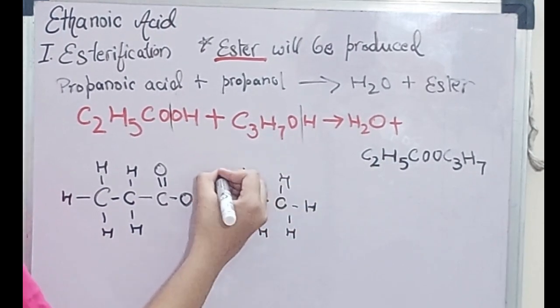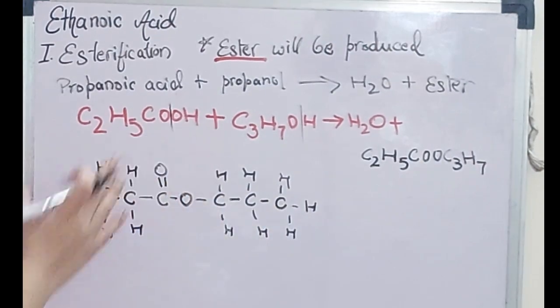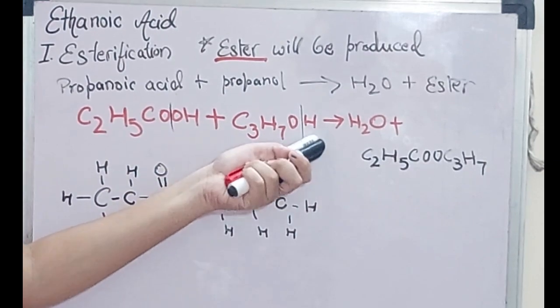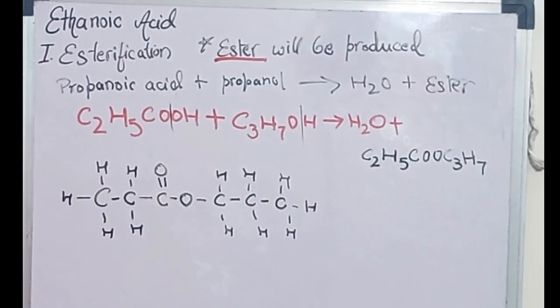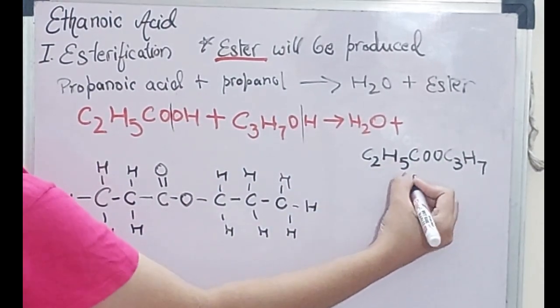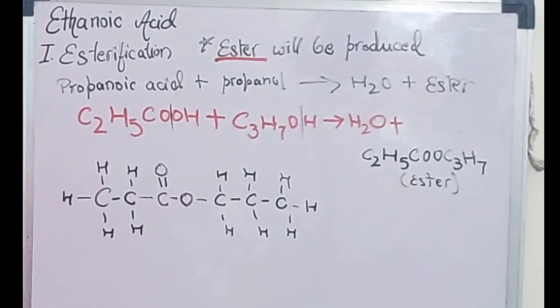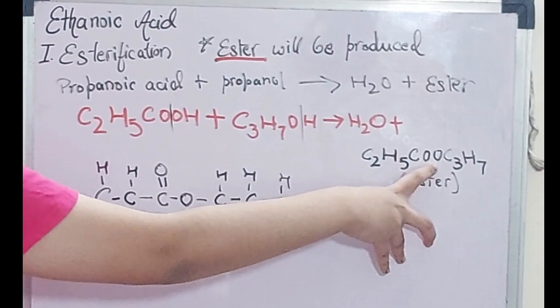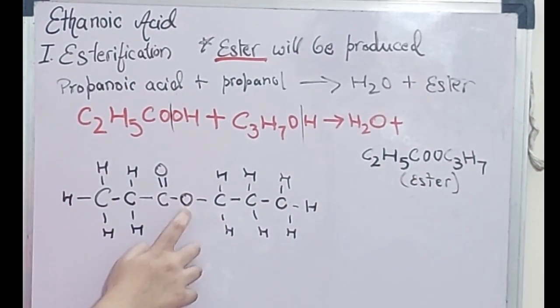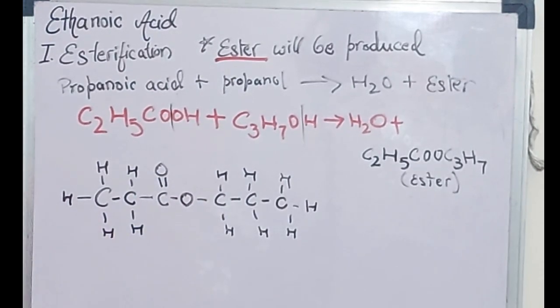What I did was simple, right? First, propanoic acid में से I removed OH, then from propanol I removed H, I got my water, then wrote this and this as it is, and I got my formula for ester. And once I get the formula, the structure drawing is quite easy. Here some of you get confused, so remember, one oxygen will have a double bond and the other oxygen will make a single bond.